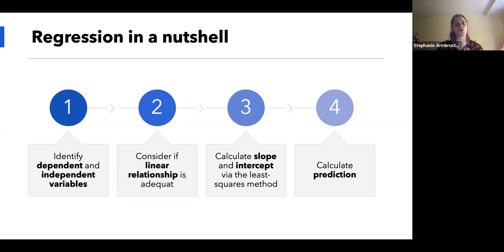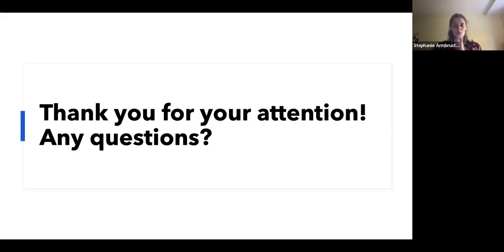If not, then we might have to look elsewhere and model some more complex relationships with other statistical methods. Then we calculate our slope and intercept, based on this approach to minimize the error, which is also called the least squares method. And then lastly, we can finally calculate our predictions, predict what our outcome might look like for a certain input value. And that's it. Thank you so much for your attention.